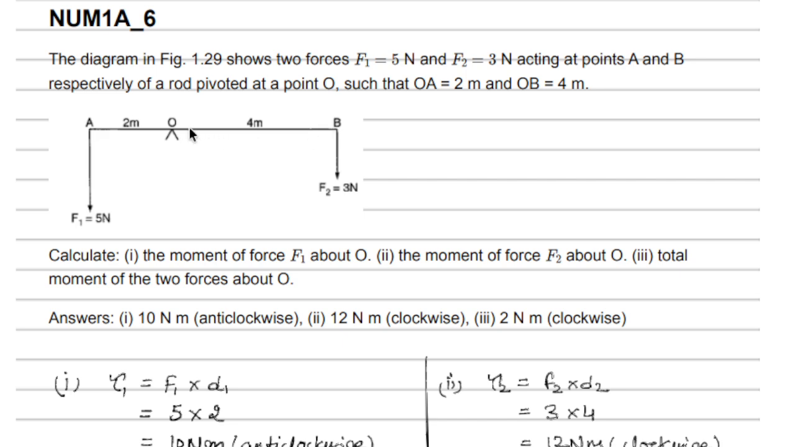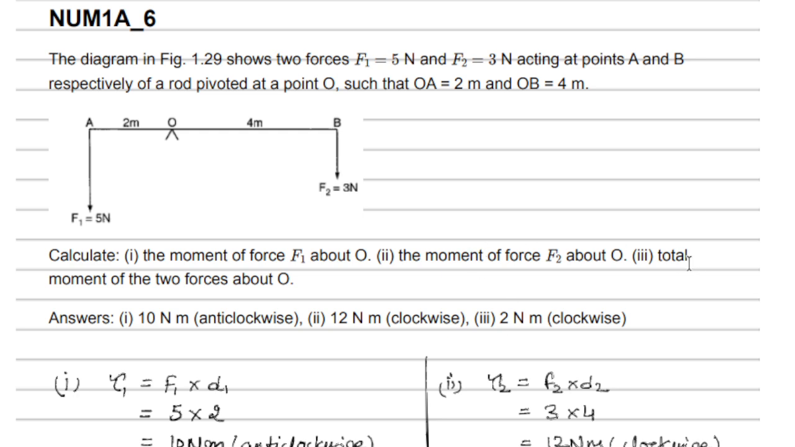So the B is having distance of 4 and the A is having a distance of 2 meter from the pivot. What they were asking is the moment of force we need to calculate. F1 about O. So F1 about O will be just multiplication of this. And then they have asked the moment of force F2 about O. This is the F2. F2 about O will be multiplied by this. So it will be 12.